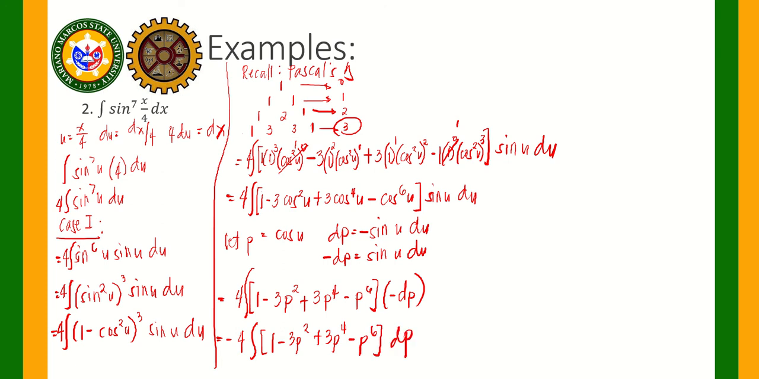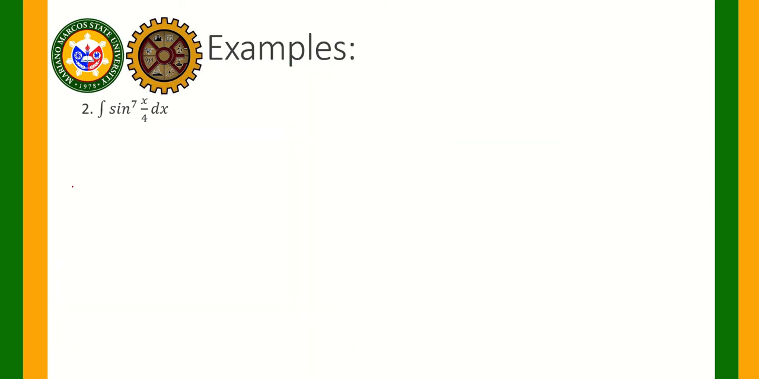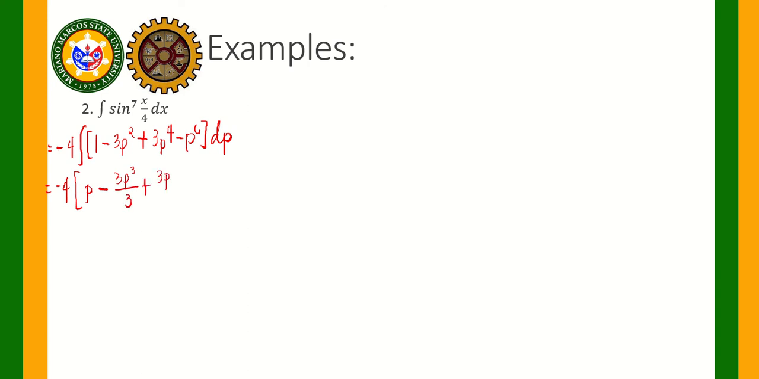Now we can proceed to integration. Next slide. This will be equal to negative 4 times the integral of 1 minus 3p squared plus 3p raised to 4 minus p raised to 6 dp. The integral of 1 dp will be equal to p, and then minus 3p cubed all over 3 plus 3p raised to 5 over 5 minus p raised to 7 all over 7, and then plus c.